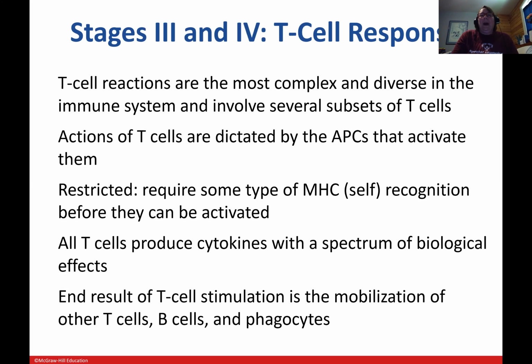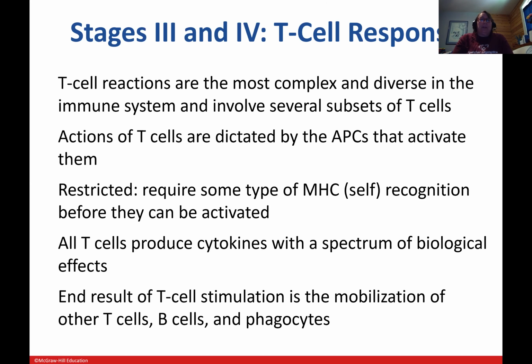Okay, so there are restricted interactions that require a particular type of MHC to be recognized before they can be activated. So you have a more specific handshake that has to occur before the activation takes place. All T cells are going to produce cytokines, and each of those cytokines has a different biological effect. And so again, the kind of soup that the T cell is swimming in in relation to the cytokine milieu is going to make a huge difference in the overall response.